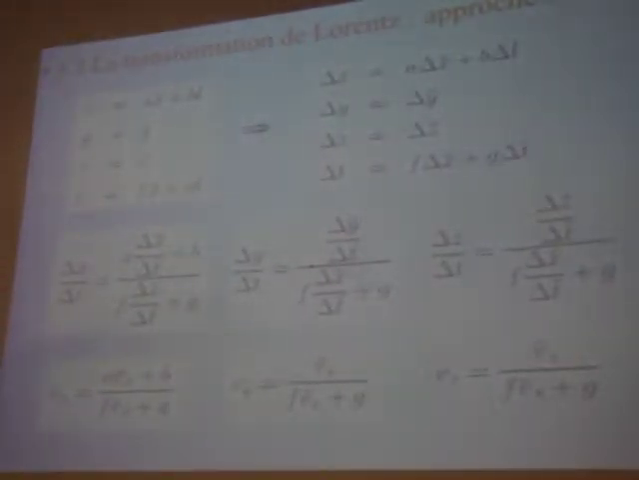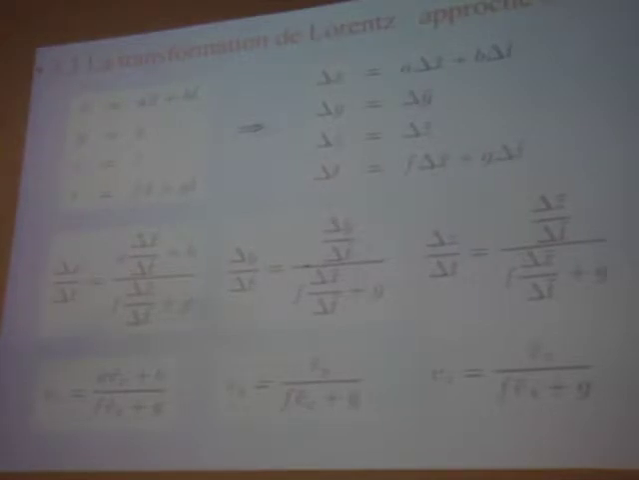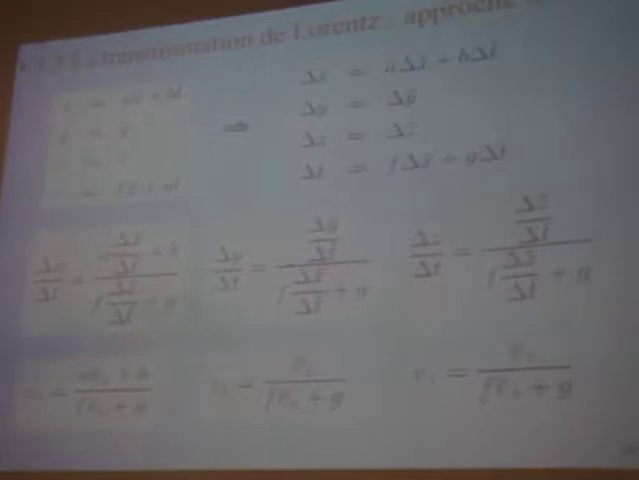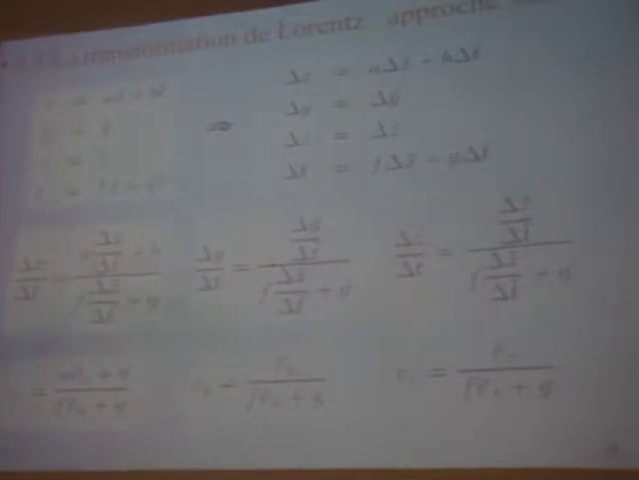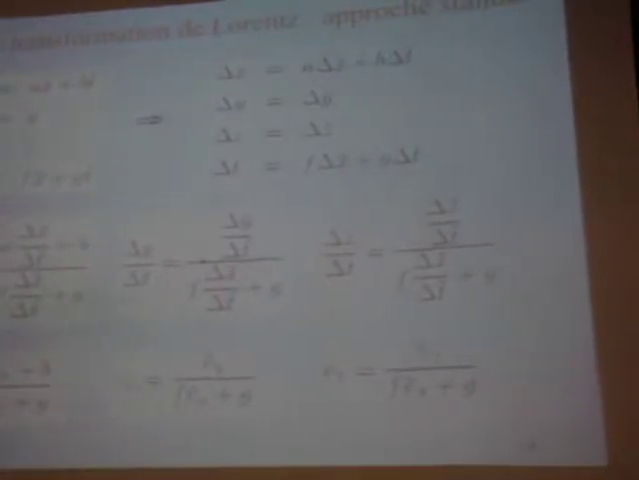Now, just a small parenthesis. If we would like to represent these three relations in a vectorial form, how to proceed?